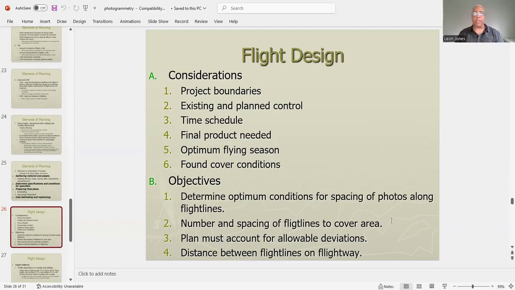B is your objectives. So you have to determine optimum conditions for spacing of photos along flight lines. 2, number and spacing of flight lines to cover the area. 3, the plan must account for allowable deviations. And then you must have the distance between the flight lines on the flight way.